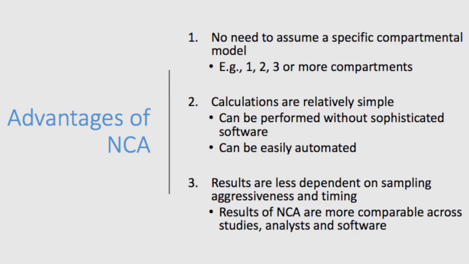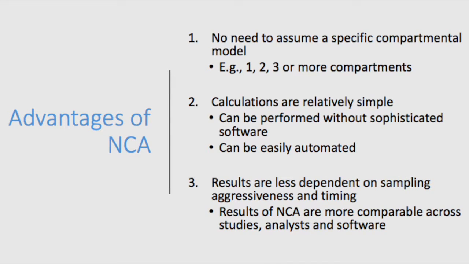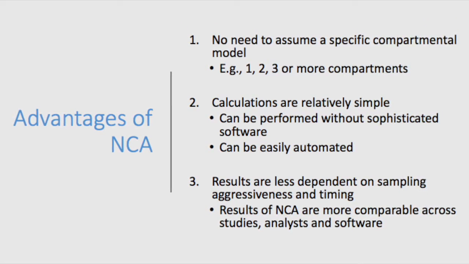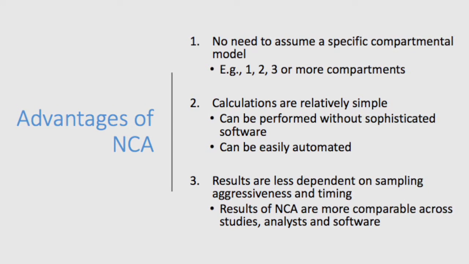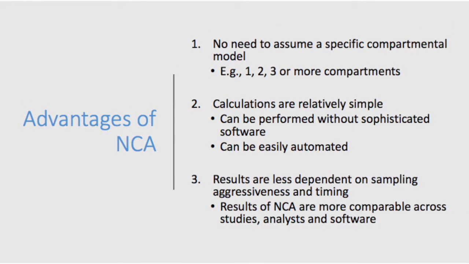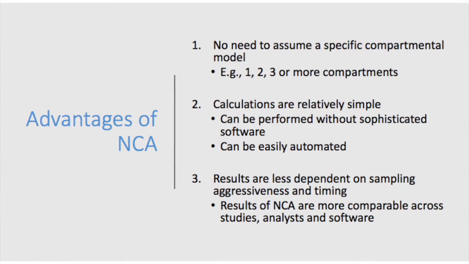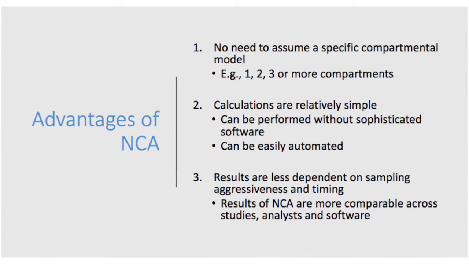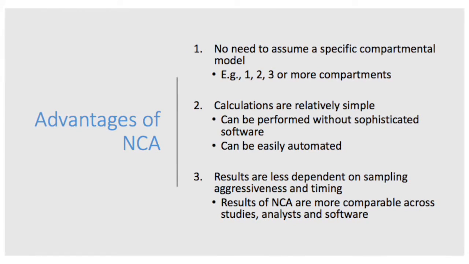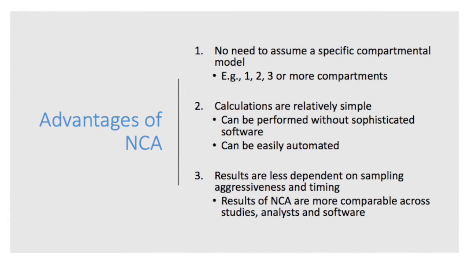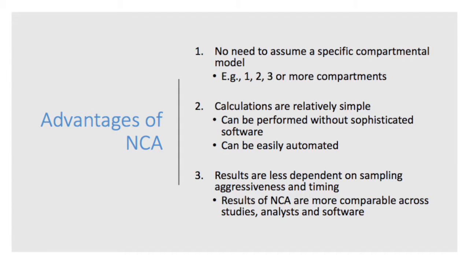Using the non-compartmental approach to calculating pharmacokinetic parameters has several advantages. First, we don't need to assume a specific number of compartments. Also, the calculations are relatively simple and can be performed without sophisticated software. Yes, you can do this all in Excel. And then finally, the results are less dependent on when exactly the samples were collected for a particular study, which means that the pharmacokinetic parameters calculated using this approach are more comparable across different studies, and they also don't vary between different analysts or software as much as they would if we used a compartmental approach.